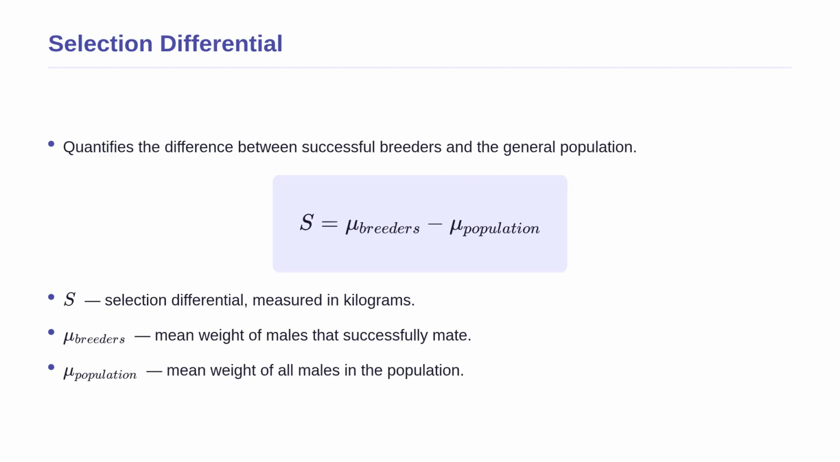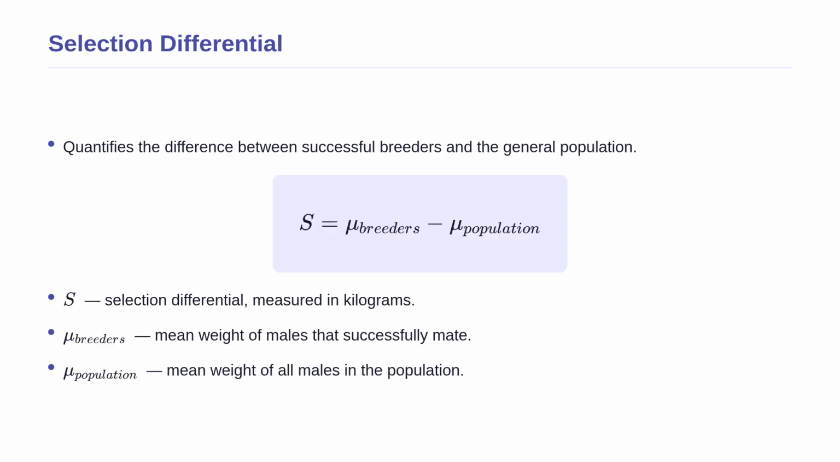The selection differential, denoted by the symbol S, is calculated as mu breeders minus mu population. Let us break down these symbols. S represents the selection differential, measured in kilograms. The symbol mu breeders represents the mean weight of the males that successfully mate. The symbol mu population represents the mean weight of all adult males in the general population.